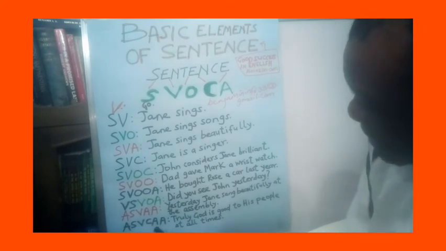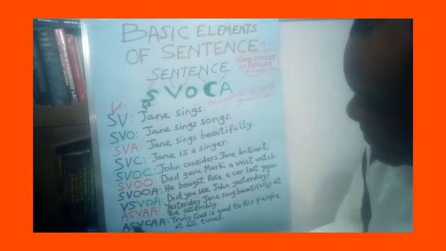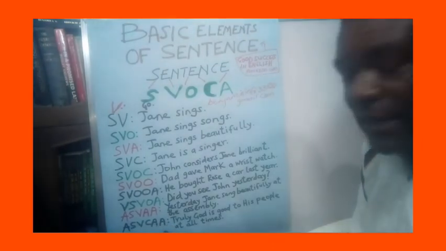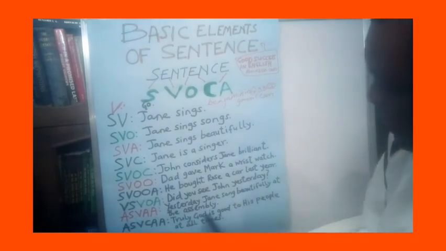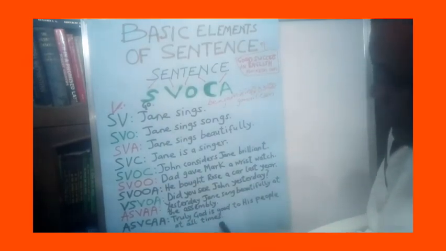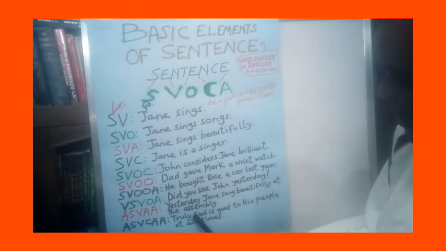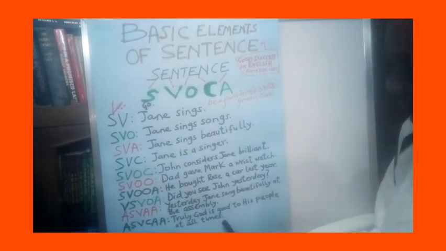The next structure is ASVCAA: adjunct, subject, verb, complement, adjunct, adjunct. And the example is, truly God is good to his people at all times. Now the core words are God is good, and the questions that can arise include how, truly; to whom, to his people; when, at all times.